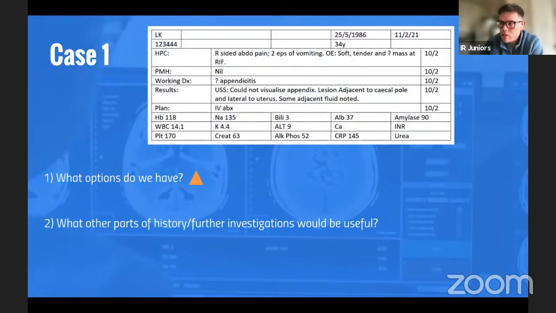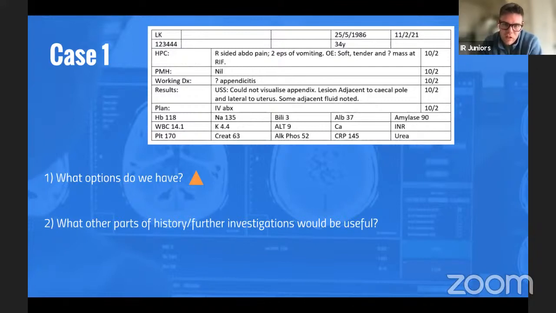So just going to come on to case one, which I've tried to make as real life as possible, in that there's a handover at the top of the slide here, which tells you about this 34-year-old patient who's come in with some abdominal pain, vomiting, and a tender mass at the right iliac fossa. So the team's working diagnosis at the moment is appendicitis. The patient was sent for an ultrasound, which couldn't see an appendix, but did see some sort of mass that was lateral to the uterus, and there was some fluid as well.